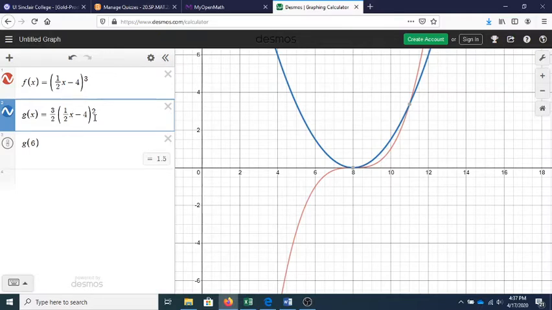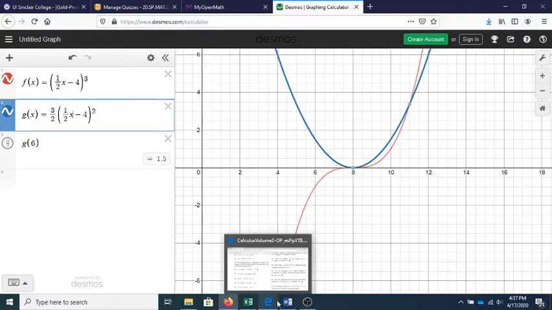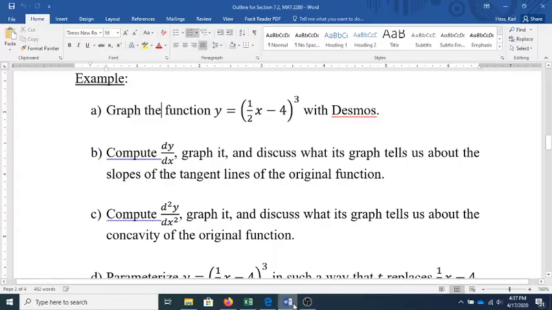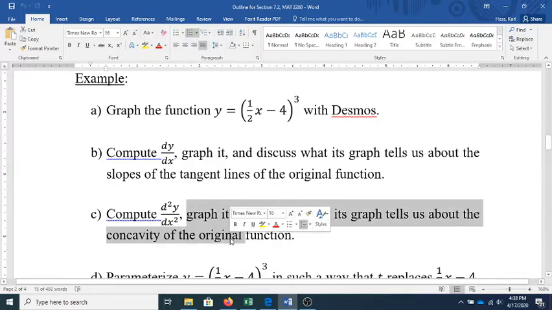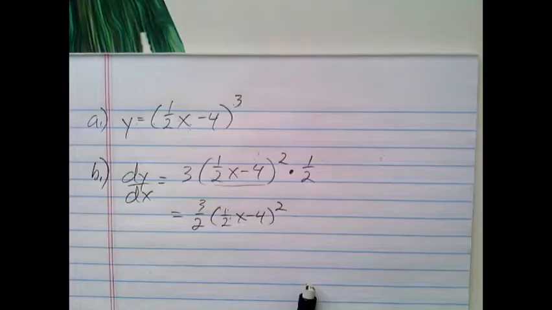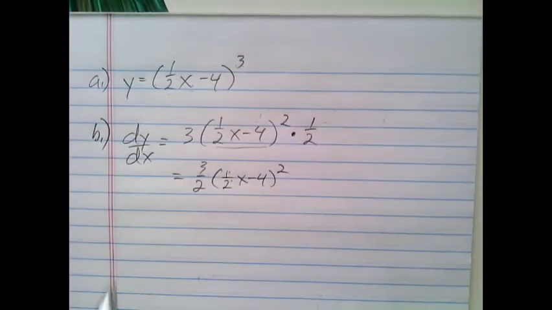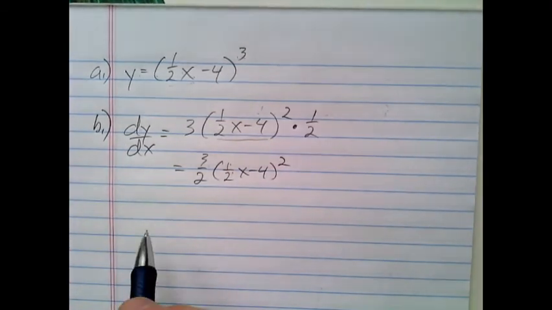Now, let's go back to our outline. What else does our outline call for? Find the second derivative. Notice the notation for the second derivative is d squared y over dx squared. So find our second derivative, graph it, and discuss what its graph tells us about the concavity of the original function. Well, let's go to the paper for a moment. Since we've already computed the first derivative, we can just take the derivative of the first derivative with respect to x to get the second derivative.